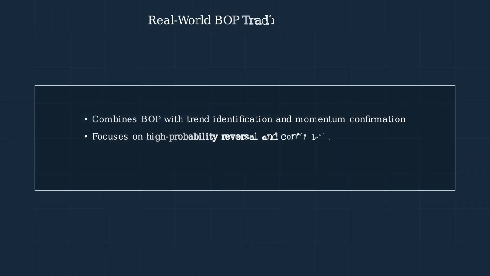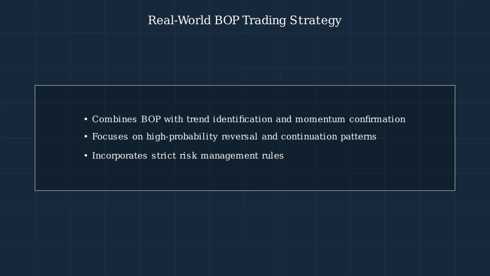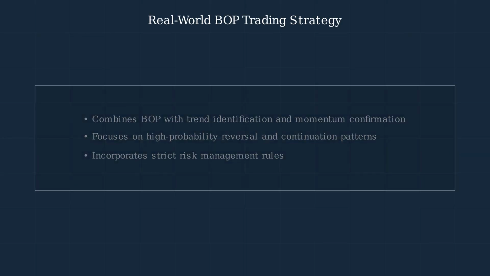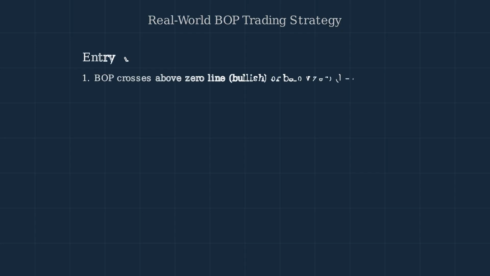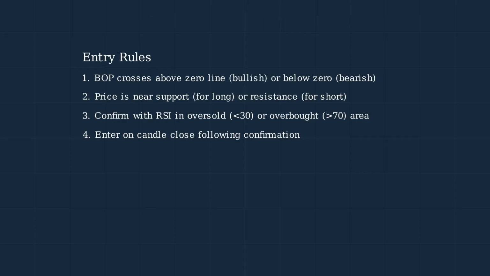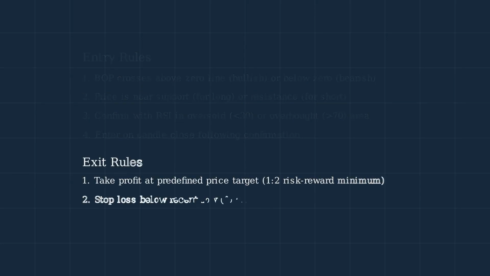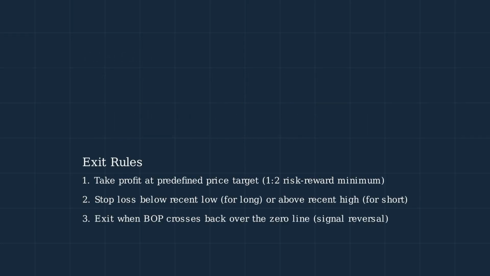Let's examine a practical trading strategy using the balance of power indicator. This strategy combines the BOP indicator with trend identification and momentum confirmation to identify high-probability trades. First, let's review the entry rules for this strategy. For long entries, we look for the BOP to cross above the zero line with price near support levels and RSI showing oversold conditions.